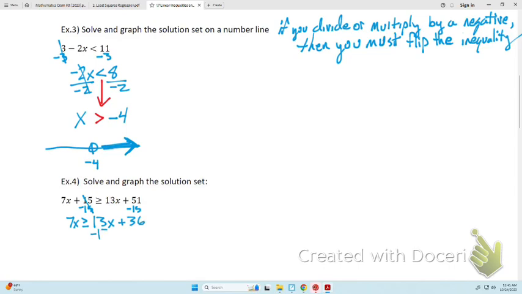Subtract 13x. We haven't divided or multiplied by a negative yet, so we're safe. No flipping needed yet. Now we're going to divide by negative 6. And we do need to flip that inequality to a greater, or sorry, to a less than.